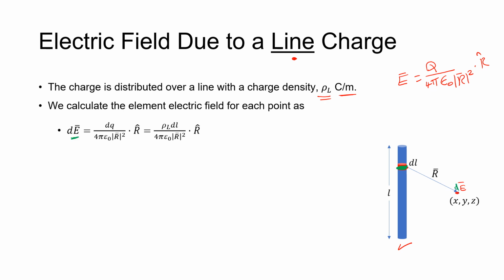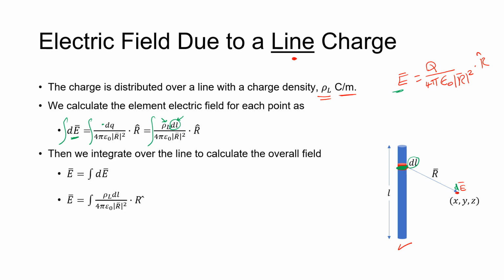So this dE will equal dQ over 4 pi epsilon naught R square. And what is dQ? It is simply the charge density multiplied by dL, the unit element which we are taking here. Once we do this, to get the overall field, we need to integrate both sides relative to this dL, and then we will have our overall field. So we are just integrating over the line, and in the end, E, our electric field at this specific point here, is equal to the integration of rho L dL, the unit charge, over 4 pi epsilon naught magnitude R square in the direction of R.